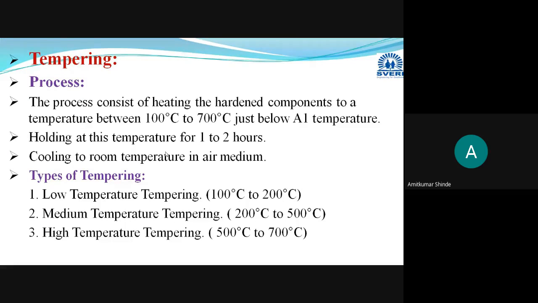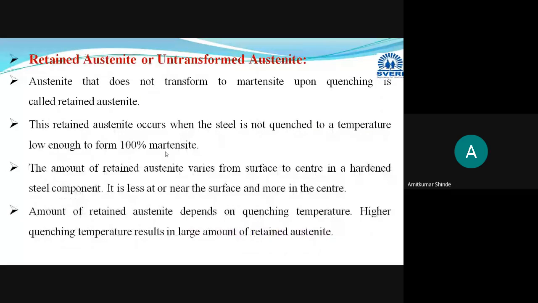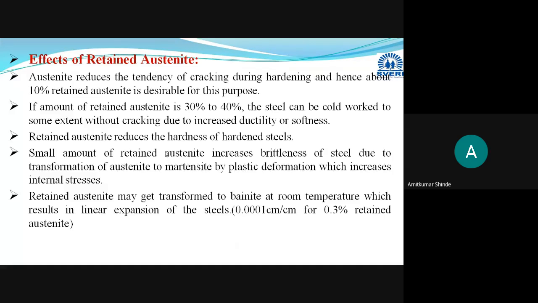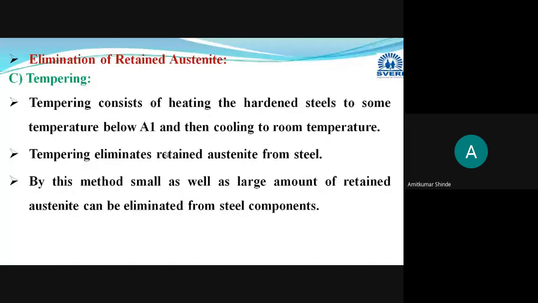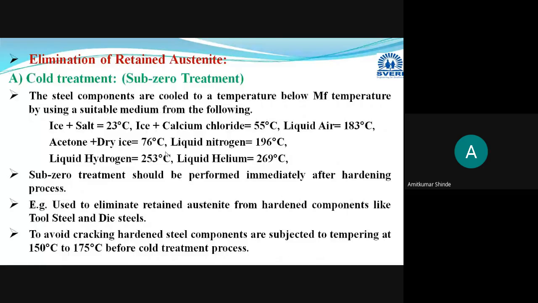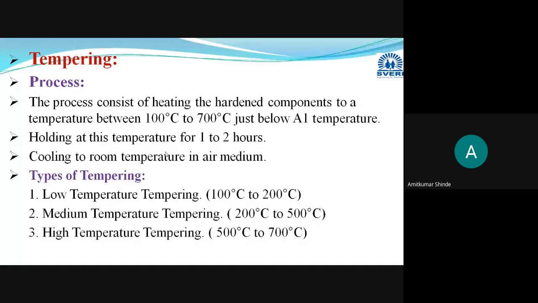Before starting this tempering heat treatment process, first we will discuss the meaning of retained austenite, and then the effect of that retained austenite on the properties of the steel. Then in the next point, we will discuss the methods which you can use for elimination of that retained austenite. There are three methods. We will discuss all three in today's lecture only. Then after completing this retained austenite part, we will move towards the fourth heat treatment process, that is tempering.